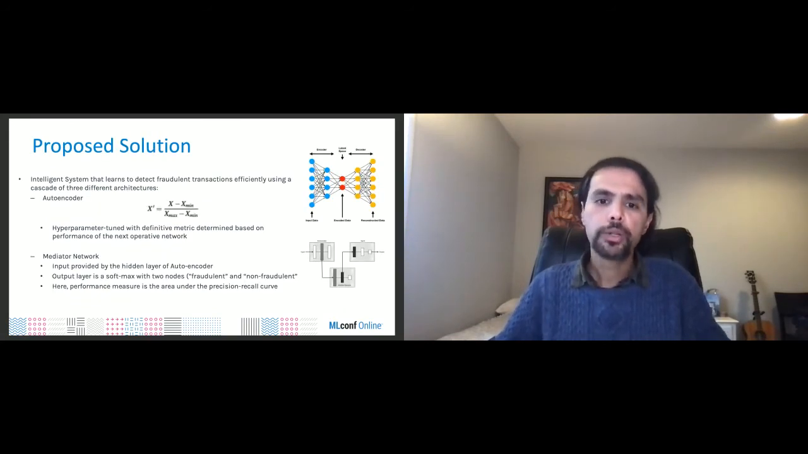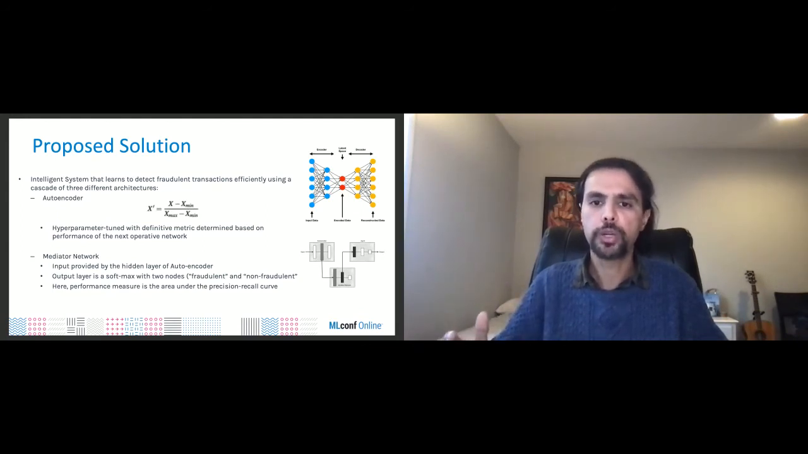So now to go into the details of the architecture. The architecture was a three-phased neural network architecture. It's basically an intelligence system that tries to detect fraudulent transactions first with an autoencoder. The input to the autoencoder are the 78 features that we had in the previous phase. This is tuned with a definitive metric. It's a hyperparameter tuned with a definitive metric and based on the performance of the next operative network.